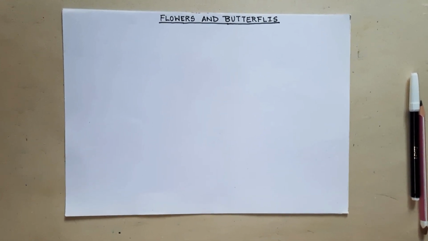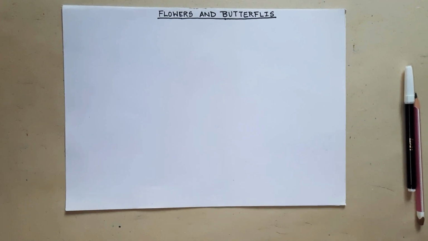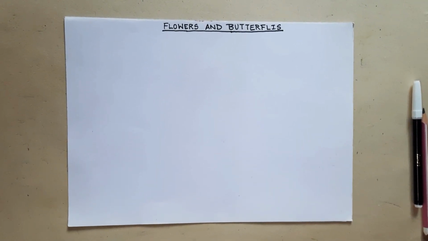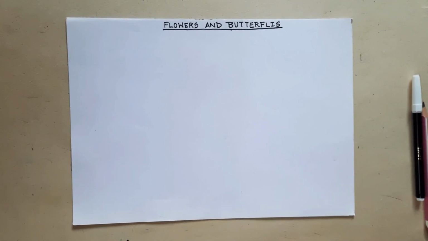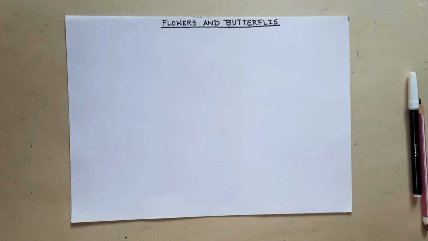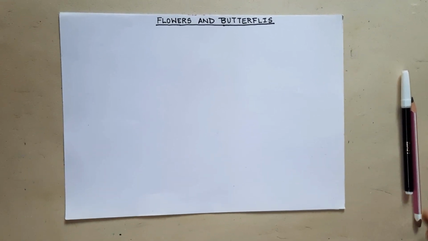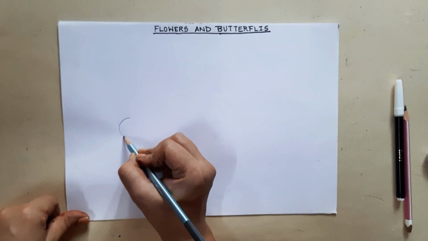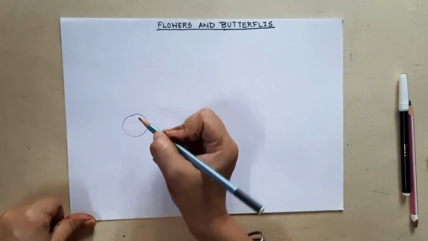In today's video, I'm going to teach you a very simple, nice and cute drawing of flowers and butterflies, which you can later use for any topic such as a garden scene or flower basket or any other topic of your choice. So to draw a flower, let's start by making a circle for the center.